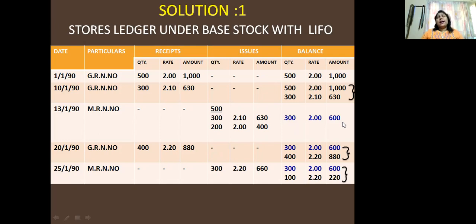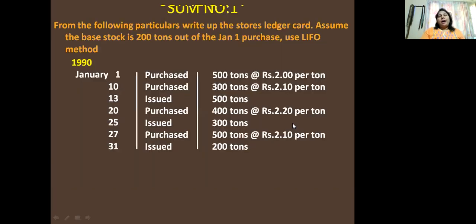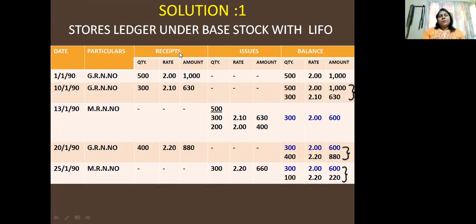Why I marked it in blue color is because it's a lot where we need to maintain the minimum stock as 200. They ask us to maintain 200 only, but as per this stage, the stock to the extent of 300 is available. Let me check further transactions.